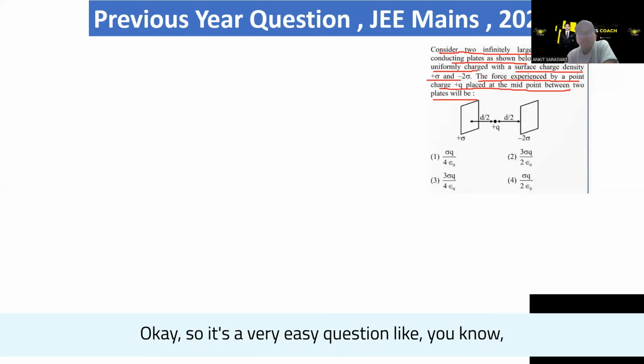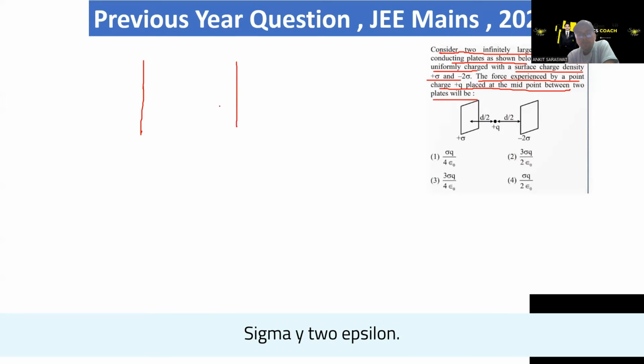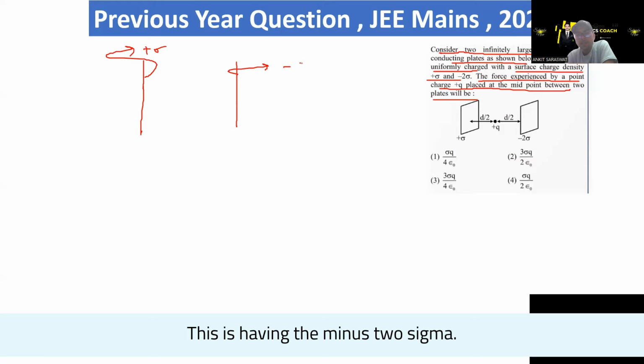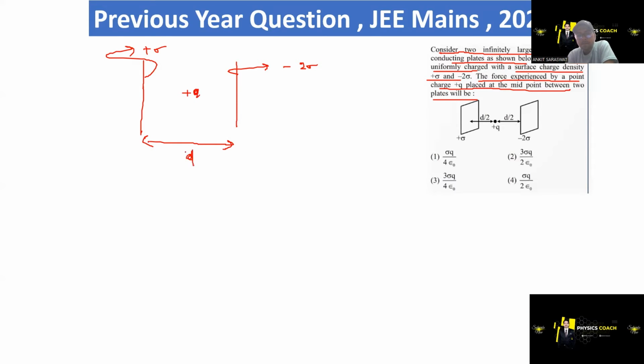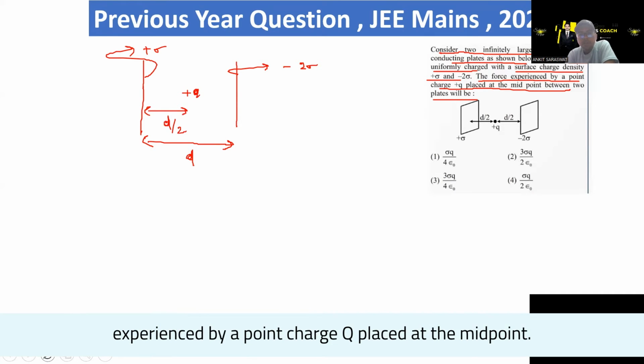So it's a very easy question. The electric field due to an infinitely charged plate is sigma by 2 epsilon naught. This plate has the surface charge density plus sigma. This one has minus 2 sigma. If you place any positive q charge at the midpoint of these plates, this is d by 2, then how much force? The force experienced by a point charge q placed at the midpoint.